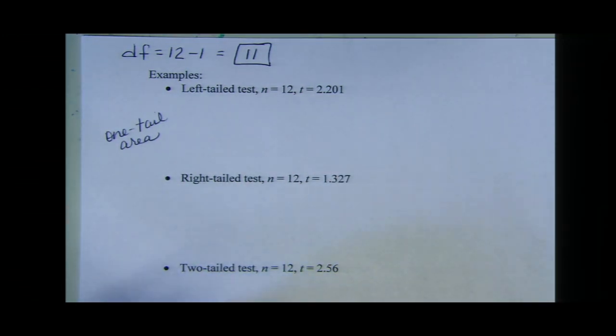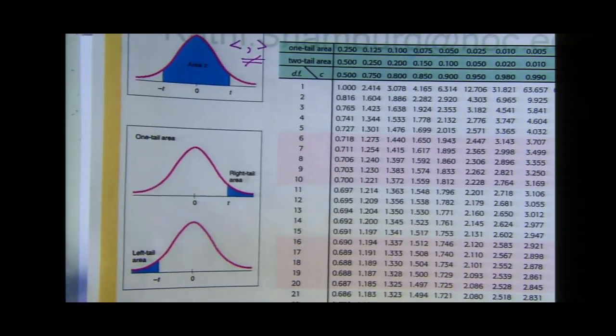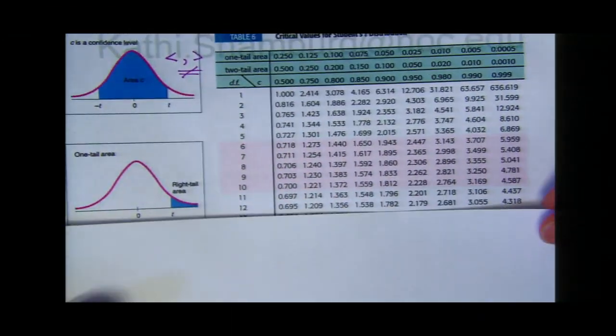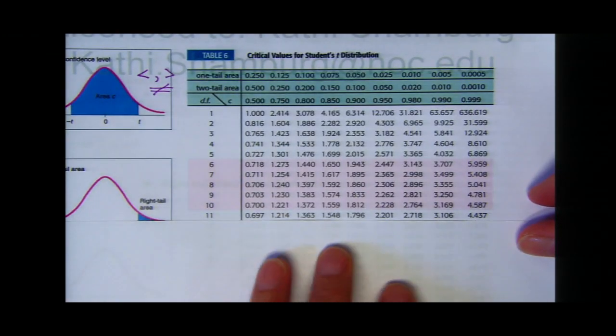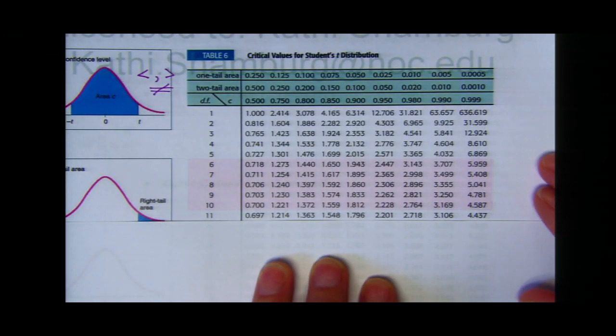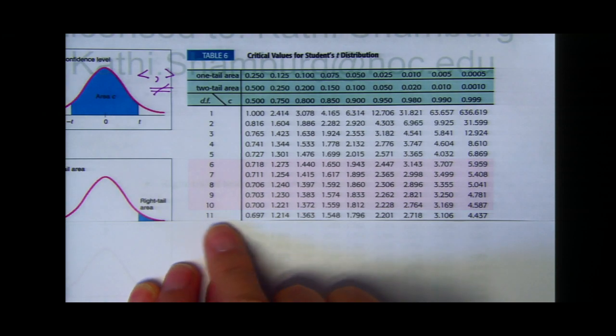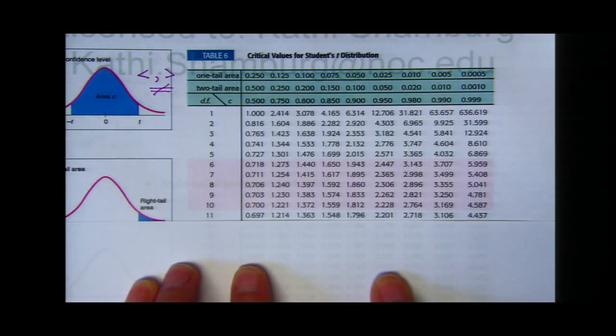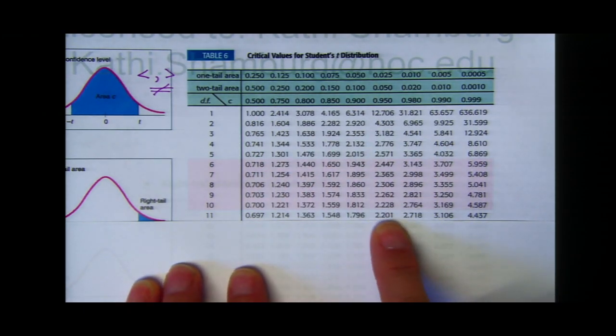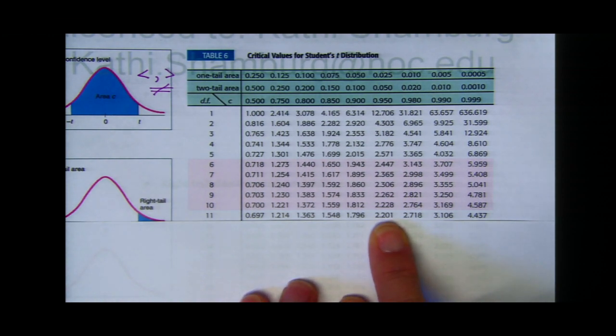All right, so I'm going to go to my table, and I'm going to go to the DF of 11. So what that tells me here is that I'm looking for the test statistic. All of these are test statistics, and I'm looking for 2.201. And I locate it exactly.